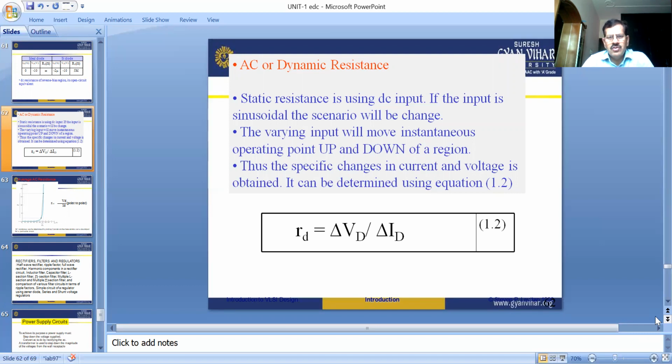Small rd equal to change in voltage upon change in current. This is the AC or dynamic resistance for the PN junction diode. rd equal to change in voltage divided by change in current. This is the variation of voltage with the current, and so the value of resistance also changes with the voltage and current.